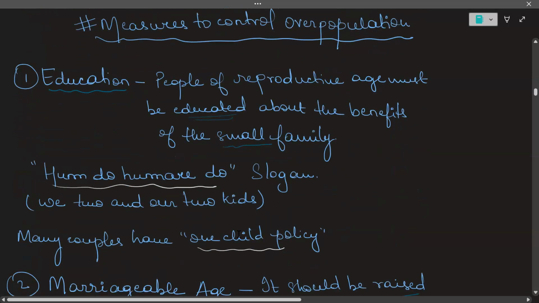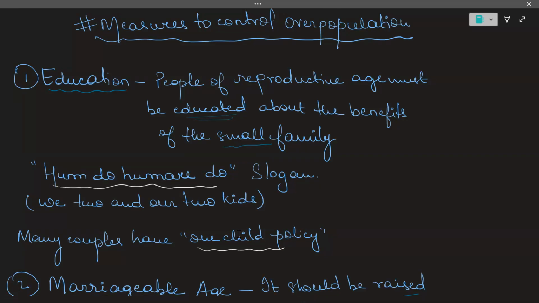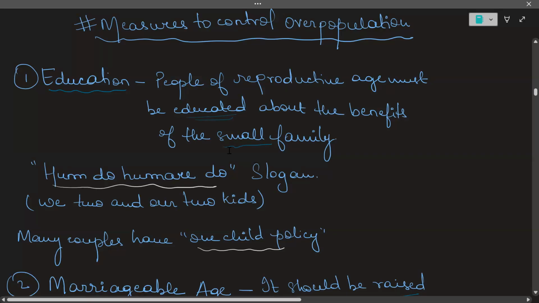Now talking about the measures that are used to control overpopulation, the first one is education. Obviously, every single person who is of reproductive age should be educated about how it is good, how it is beneficial to have a small family. Right? There was the slogan "Hum do hamare do," which tells us that we two and our 2 kids, how it is good.